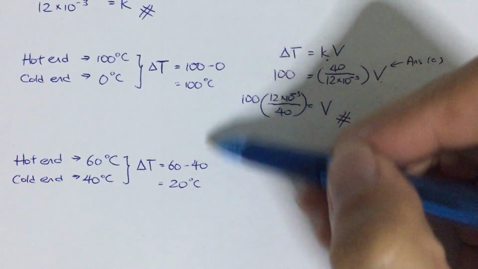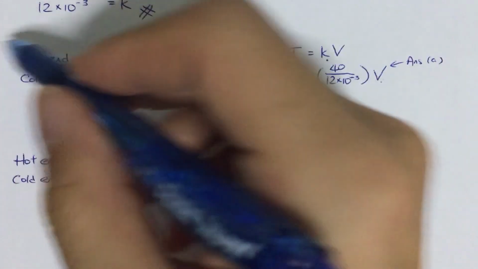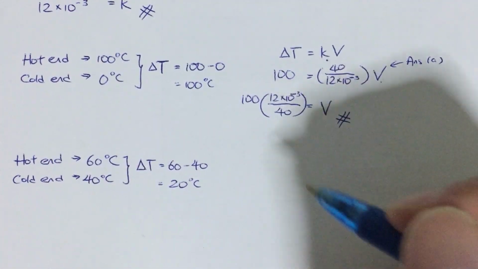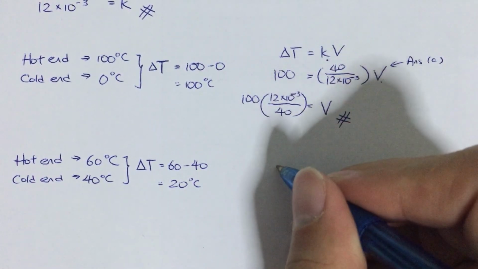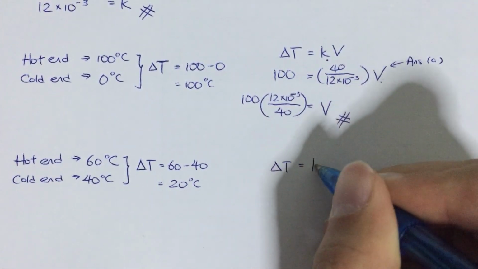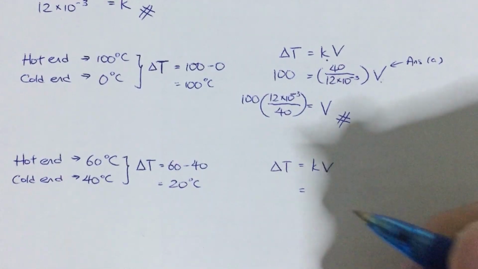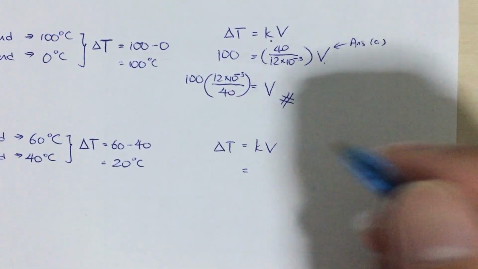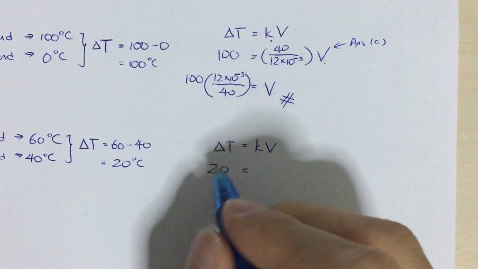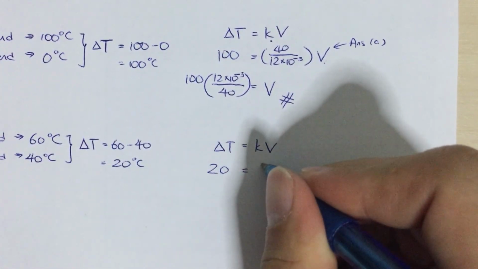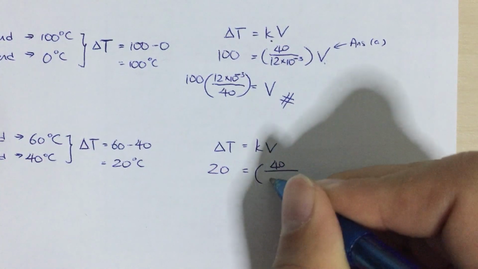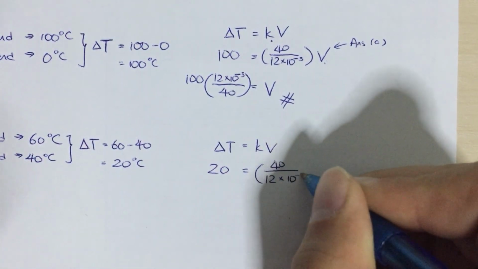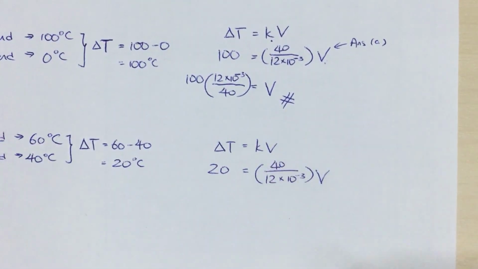You notice that I purposely do my working in the same layout so you can see the pattern clearly. Once I find out my delta T, I code the formula. It's always good to code the formula because you will get working marks in case you make some silly mistake. So you plug in the same value. Now the delta T is 20. The k remains the same because you are using the same thermocouple.